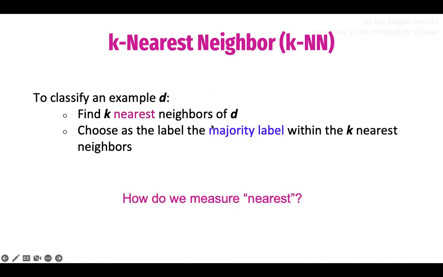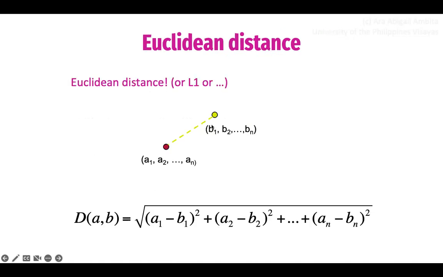But how do we find or measure the nearest? We can do that by computing the distance. One of the most commonly used distances for measuring how far a certain point is from another point is the Euclidean distance, or the L1 distance.